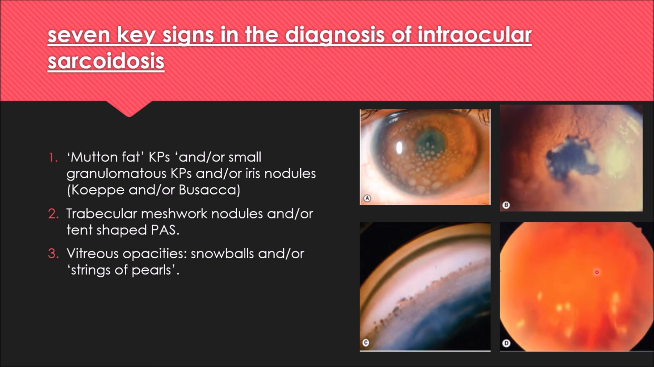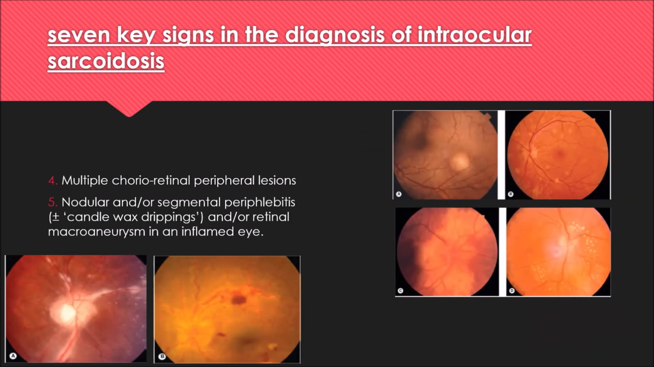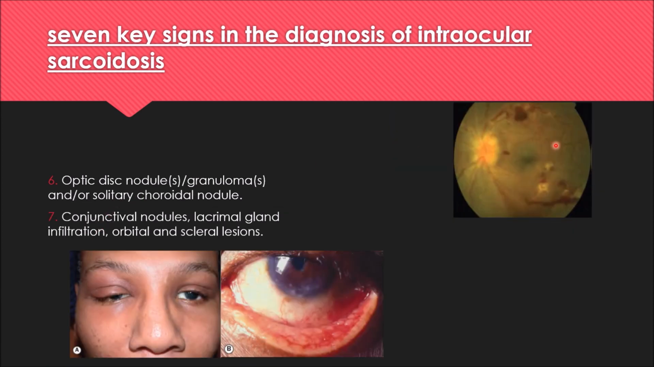Number three is the string-shaped or pearl-shaped vitreous opacities, including snowballs. Then is multiple chorioretinal lesions. They can be focal, they can be multifocal, and multifocal have bad prognosis. And then is the nodular or segmental periphlebitis. So first of all, in the posterior segment, there is vitreous, then we go to the choroid, and then we go to the vessels. Vessels have typical venous involvement and candle wax drippings. And then optic disc nodules, and it can also present as papilledema. Number 7 is other involvement, which include a lacrimal gland, conjunctiva, orbital, and scleral lesion.